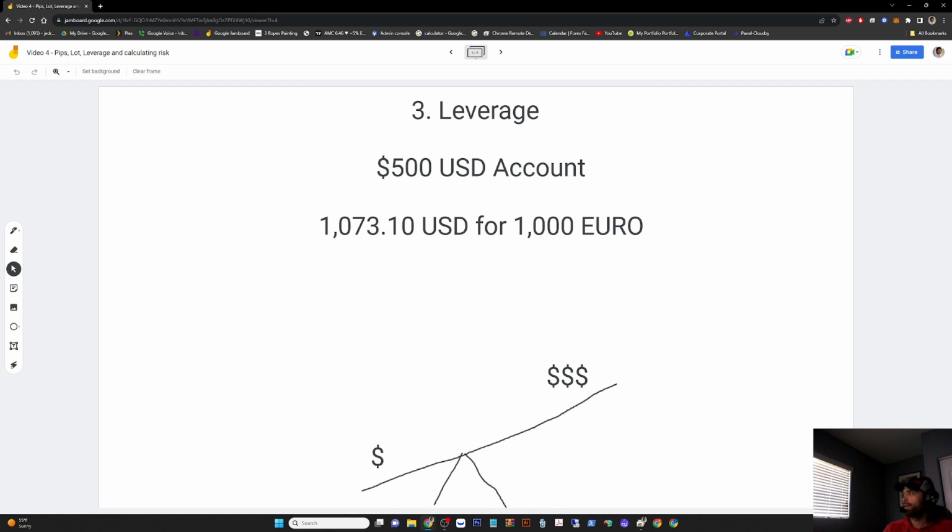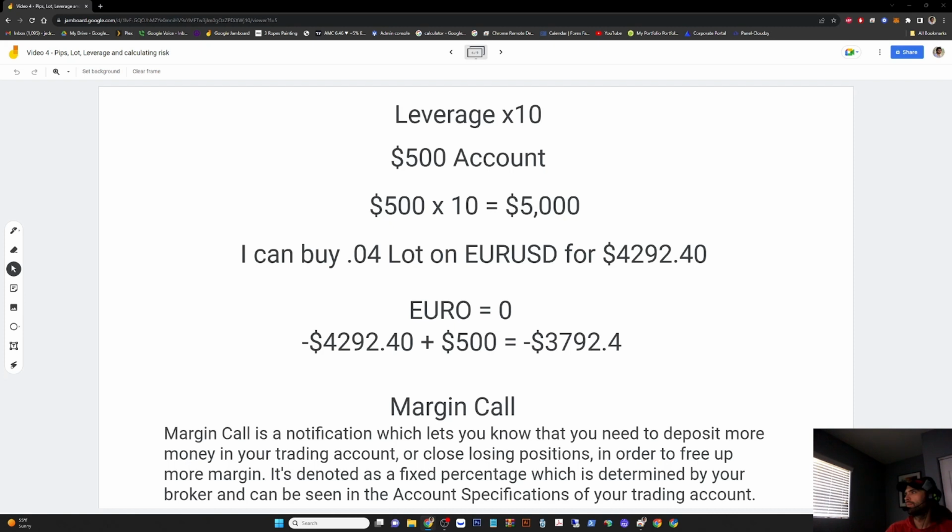There's also a minimum lot size on orders, usually a 0.01, a standard lot. There's also apparently penny Forex accounts, but I've never used one and probably never will. Let's say your leverage is ×10 and your account is funded $500. With ×10 leverage on $500, you'd have $5,000 available for an order. You'd then be able to buy a 0.04 standard lot on euro USD.